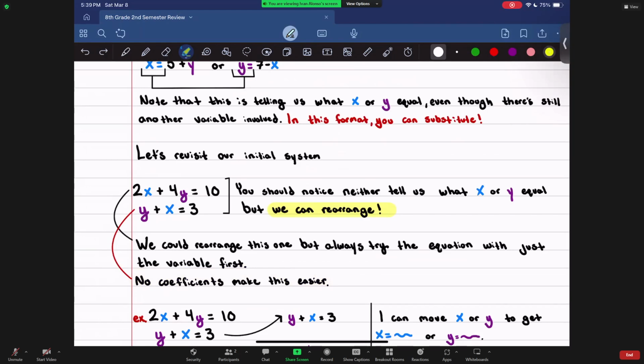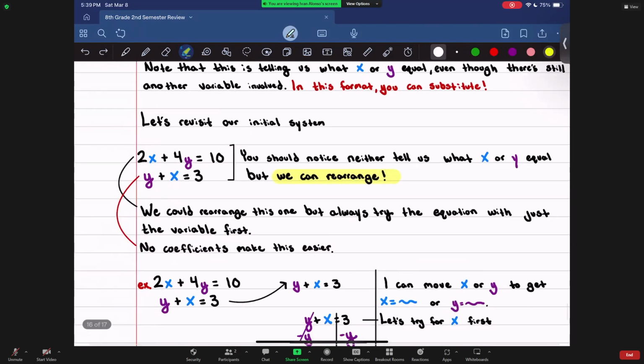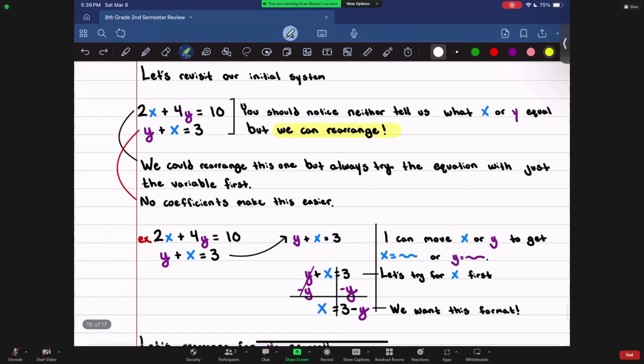Oh, sorry, my highlighting's a little off today. So let's go and see what I mean. So we're not touching this one, okay? We're rearranging y plus x is equal to 3. Now I'm going to take that statement, y plus x is equal to 3, and I'm going to move the x or move the y so I can get a statement in the format of x equals something or y equals something, right? In this case, we're going to be trying x first.